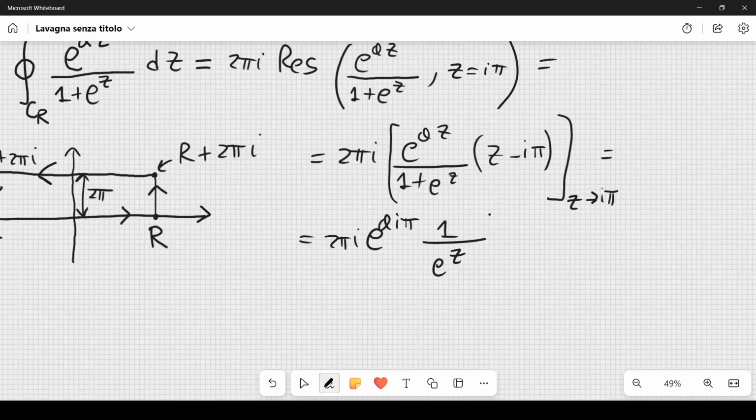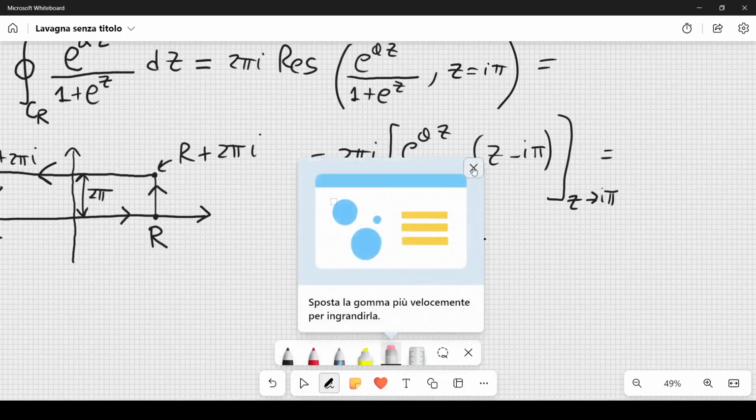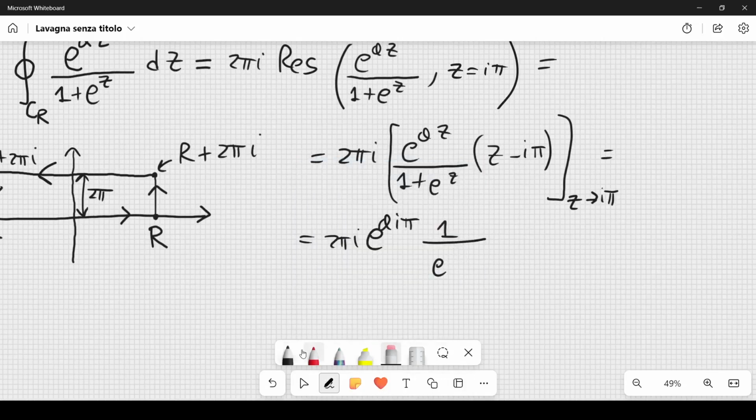this function here. So when you evaluate z at iπ, you can cancel this z and put iπ. And of course, e to the iπ is equal to minus 1, so we get minus 2πi e to the aiπ, something like this. Okay, you can write it in this fashion.